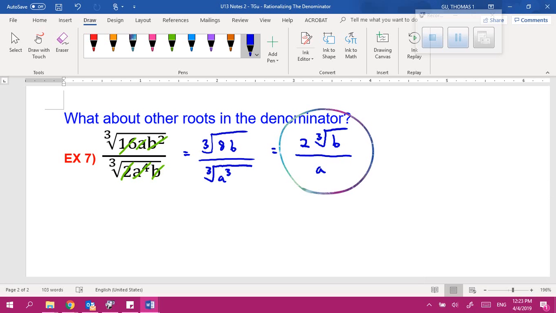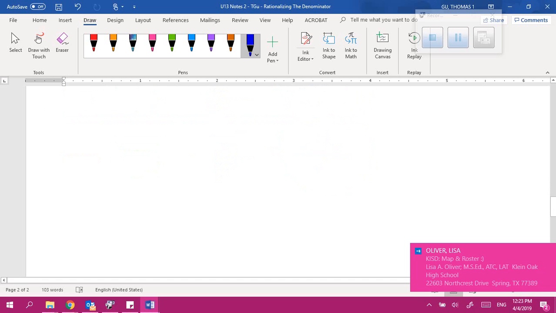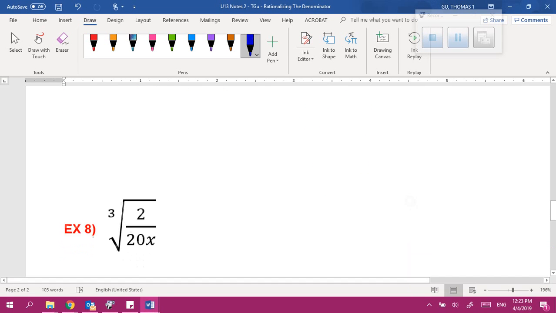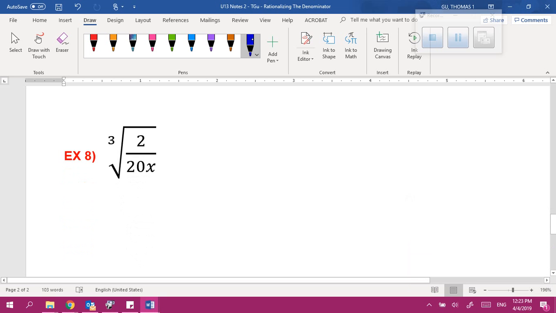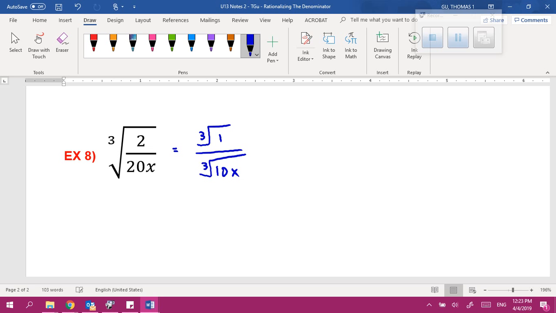And on to the last example of the day. This one is special. You need to know how to do something like this. All right, so first let's simplify, though, because I can see that it's 2 over 20, which can be reduced to what? 1 over 10. 1 over 10x. Okay, now, what is the cube root of 1? 1. So this is now just 1 over the cube root of 10x.